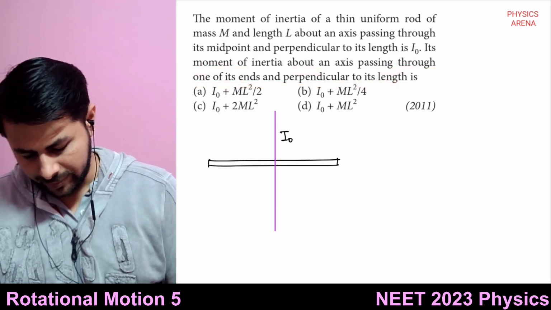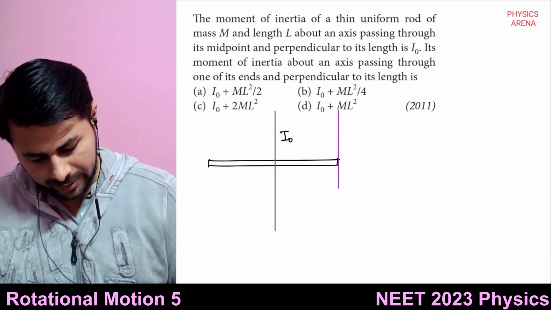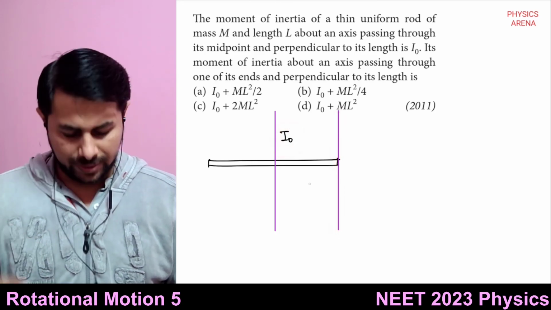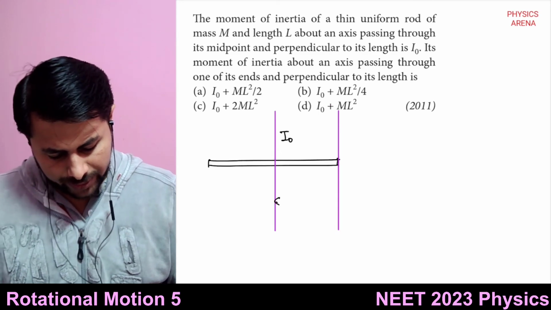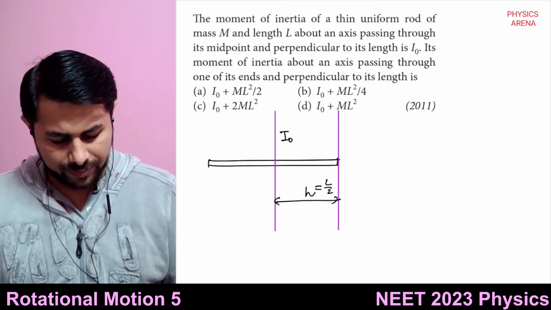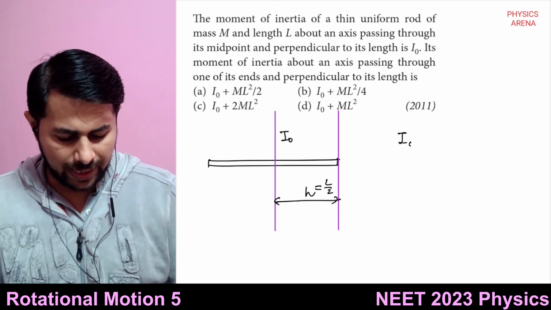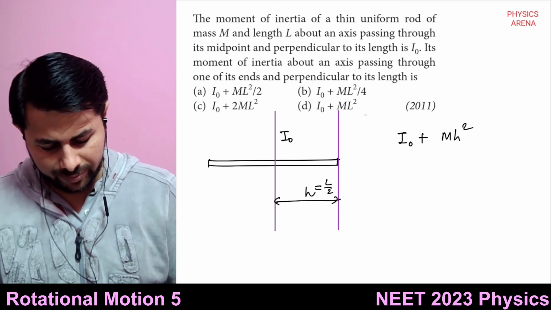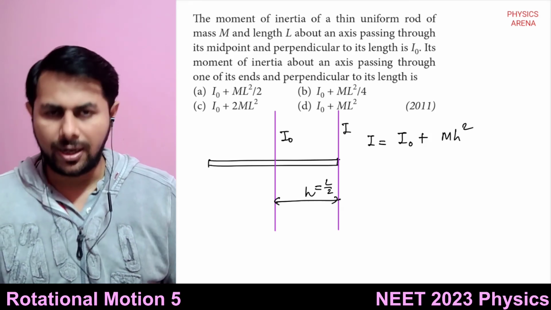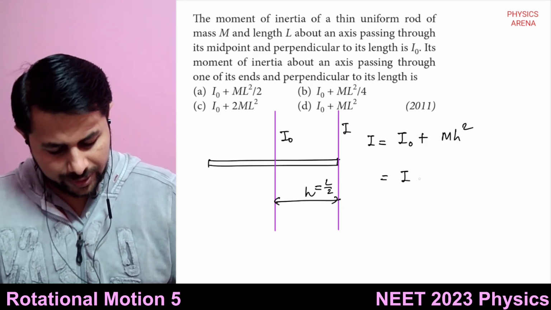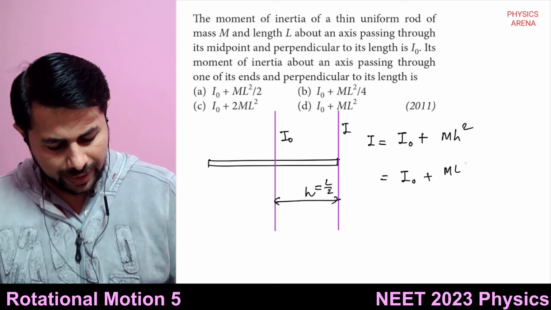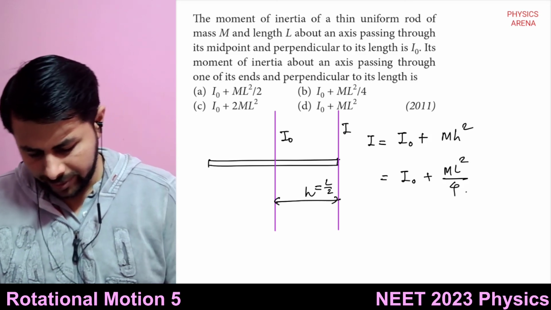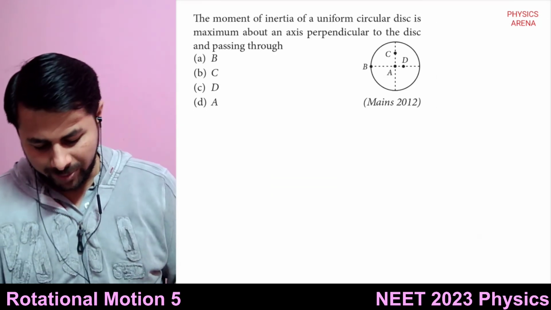Okay, so we had solved this, right? You want the moment of inertia about this axis. So it will be IO plus mh square, where this distance h is l by 2. Let's call it I only. So I will be equal to IO plus mh square, so it is IO plus m (l by 2) square, which is ml square by 4. Okay, so option B is the answer. So let's see one more problem.